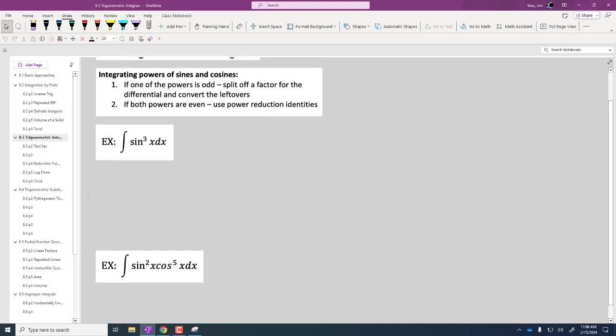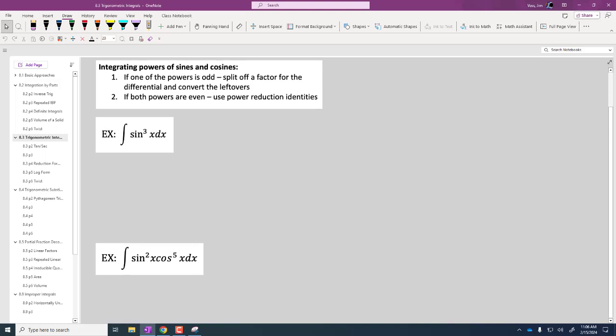And here is our strategy. Powers of sines and cosines. And in this first one we don't have any cosines. But here is our strategy. If one of the powers is odd, split off a factor for the differential and convert the leftovers. Okay, what does that mean? This is what that means.